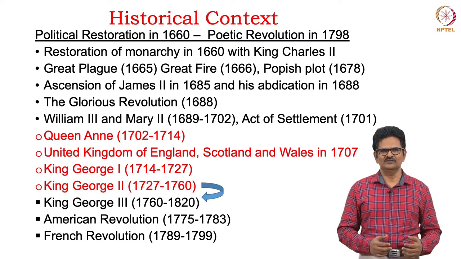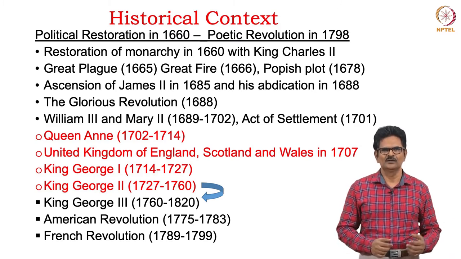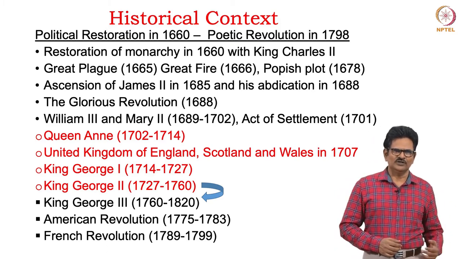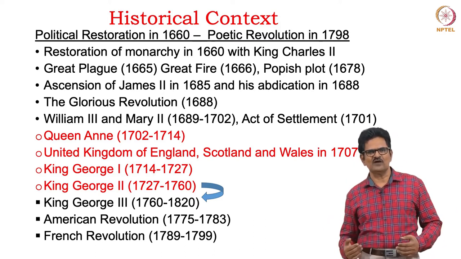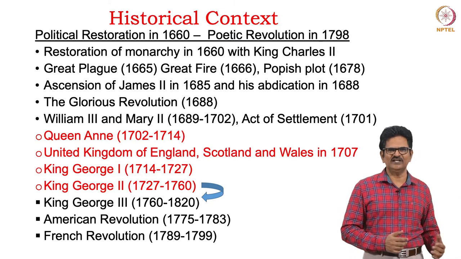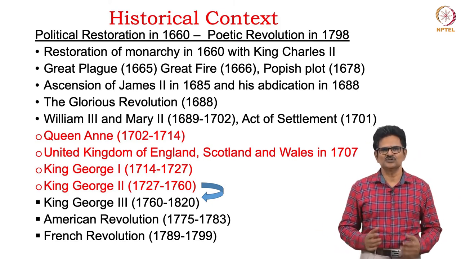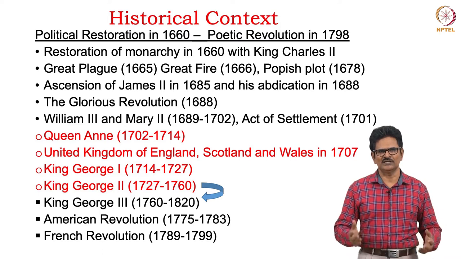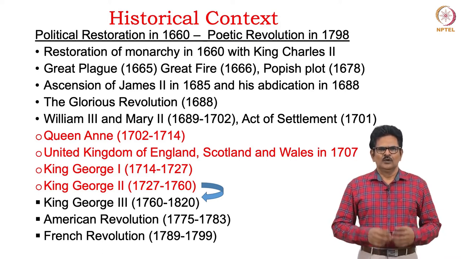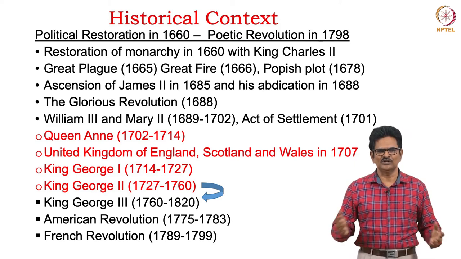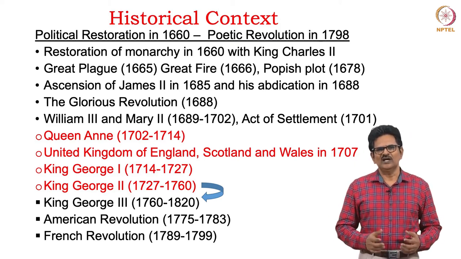And we have the first king of United Kingdom, King George I, 1714 to 1727. Next, we have King George II from 1727 to 1760, which runs into our third period, that is pre-romantic period, with King George III, whose period starts from 1760 and ends in 1820, well into the Romantic period. In between, we have the American Revolution promoting the idea of liberty, independence from England. We have this idea of French Revolution from 1789 to 1799, promoting the principles of liberty, equality and fraternity.